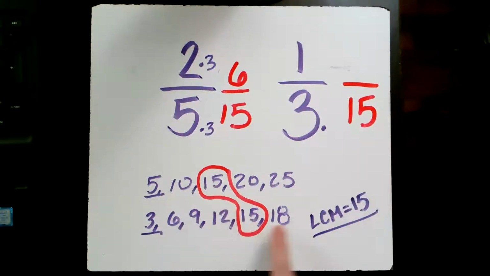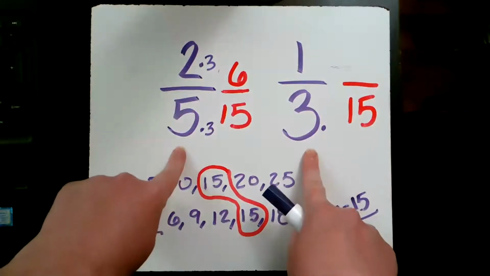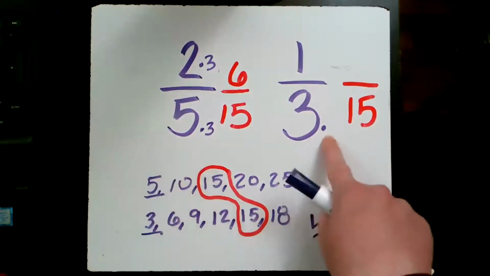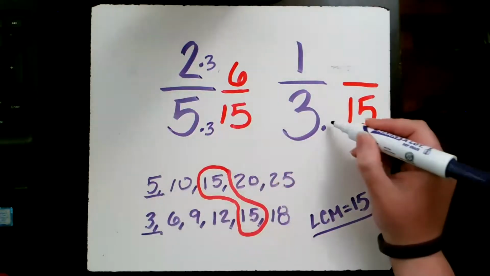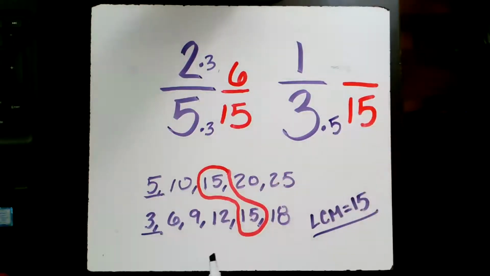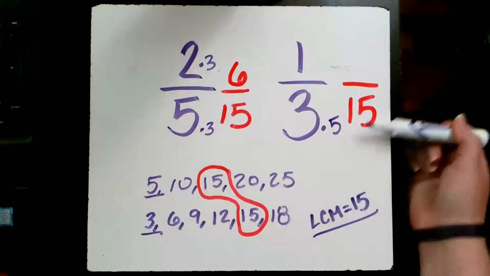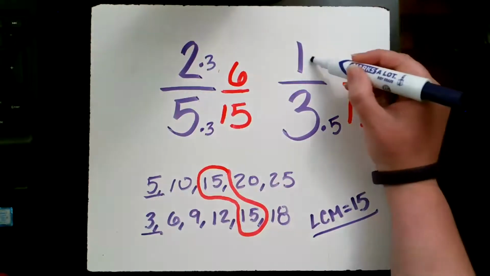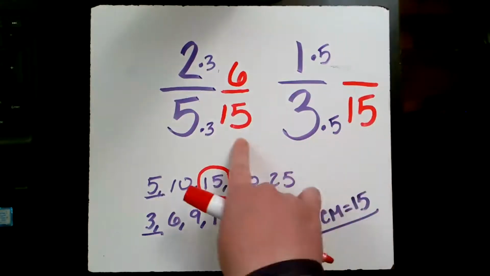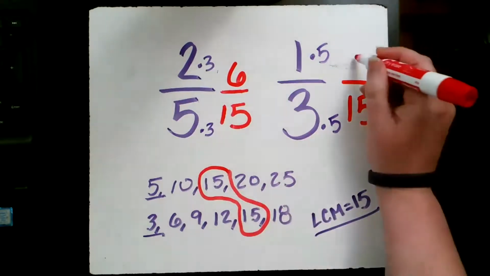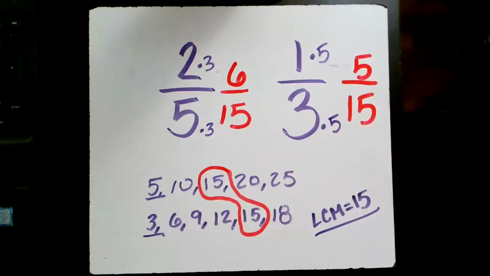Now that we found it, we need to change our original fractions to that. So 3 times what is 15? Well, I have it right here, which is kind of nice. 3 times 5. Right on. So remember, what you do to the bottom, you need to do to the top. So I'm going to multiply that by 5. So my new fraction with same denominators now is going to be 5/15.